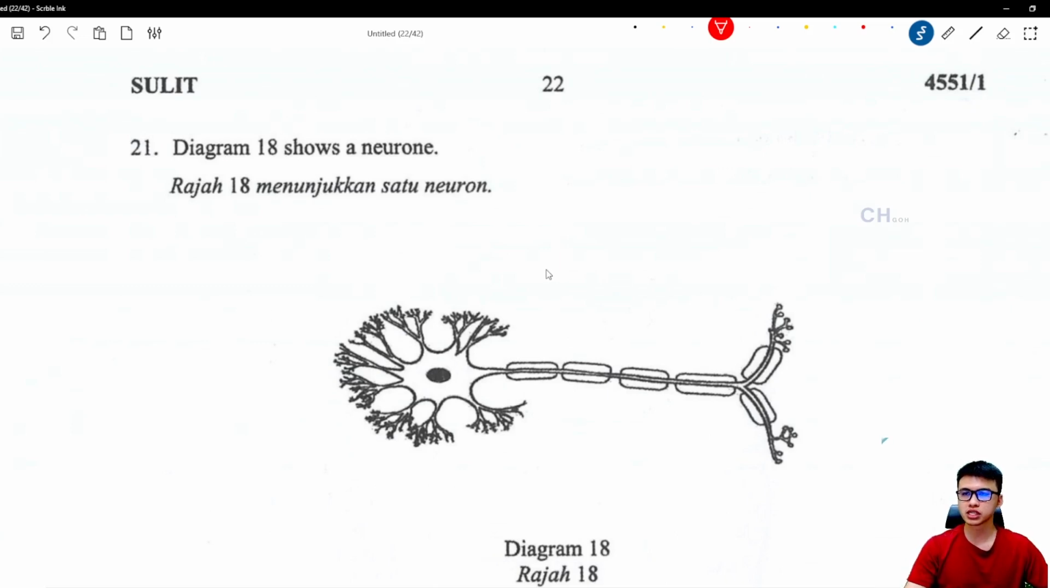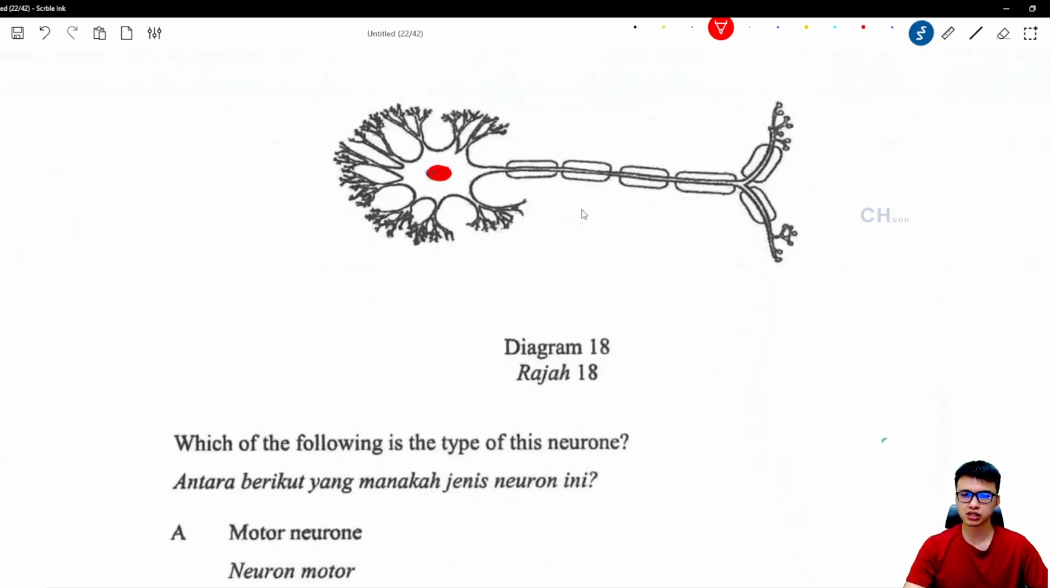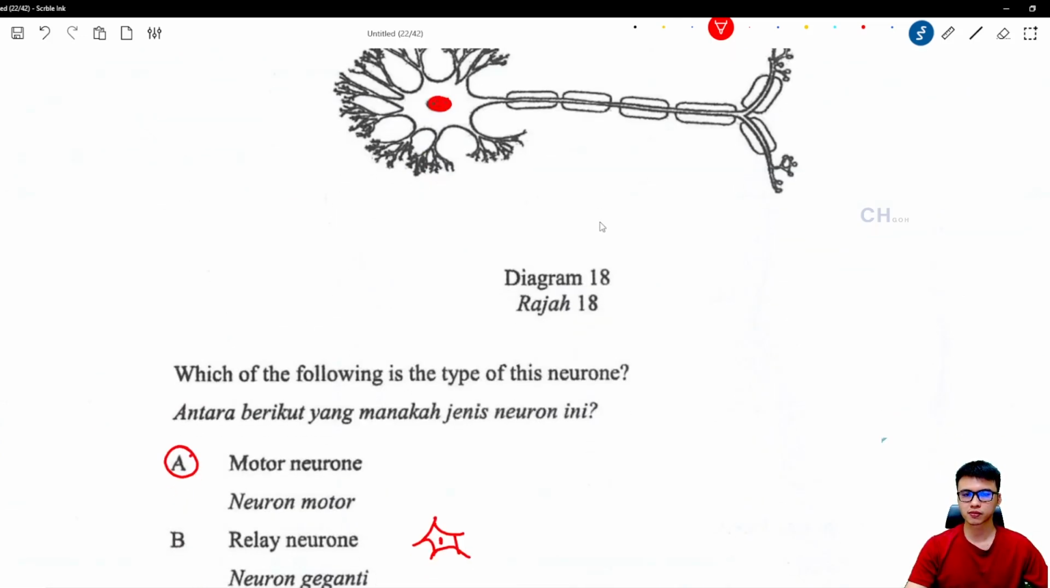Alright, the following question is 21. Diagram 18 shows a neuron. By looking at the shape of the neurons, the cell body is not in the middle, but is at the end of the nerve cell. Okay, here, this one is called the motor neuron. Sensory neuron, the cell body will be in the middle, and relay neuron, the cell body will be in the middle as well. Okay, like this. So motor neuron is the answer.